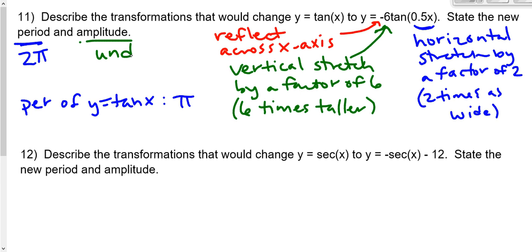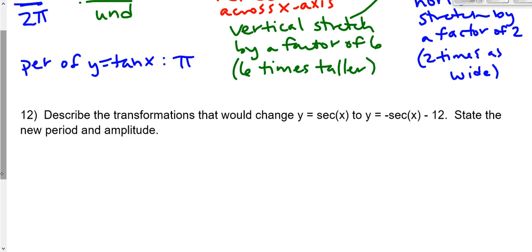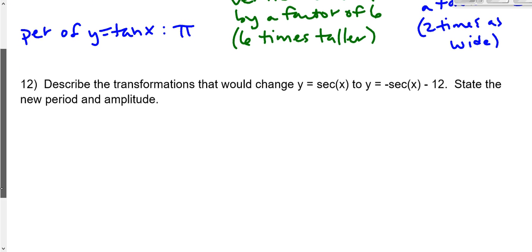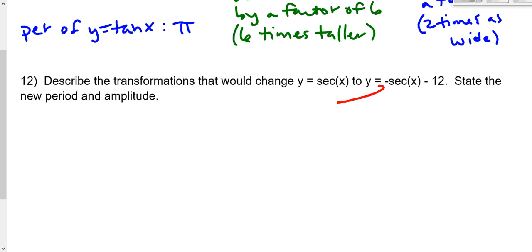Okay, number 12. Describe the transformations that would change y equals secant x to y equals -secant x minus 12. State the new period and amplitude. Okay, you should probably pause and think about this for yourself. The negative in front is going to do the same thing that the other negatives in front did, reflect across the x-axis.